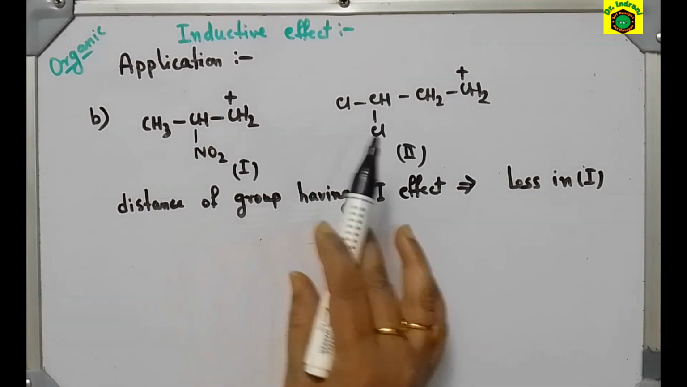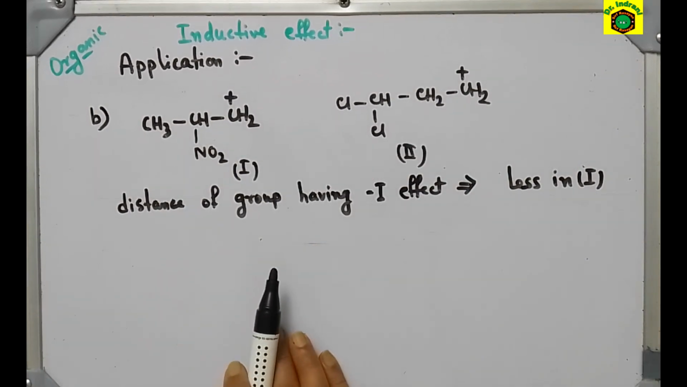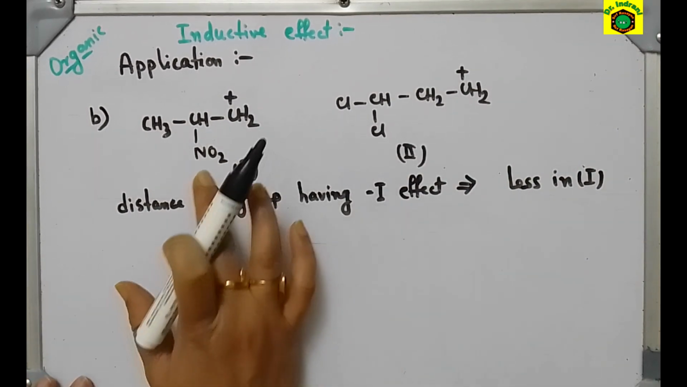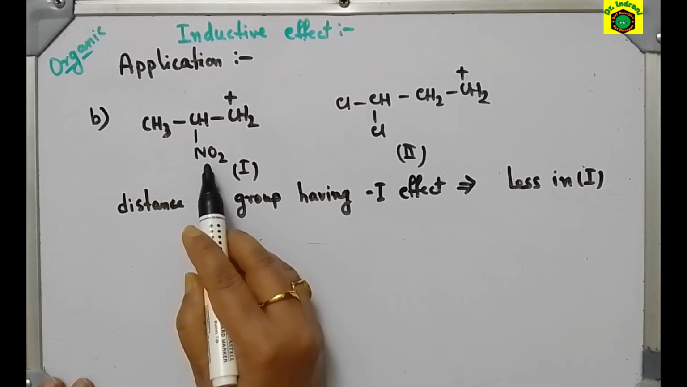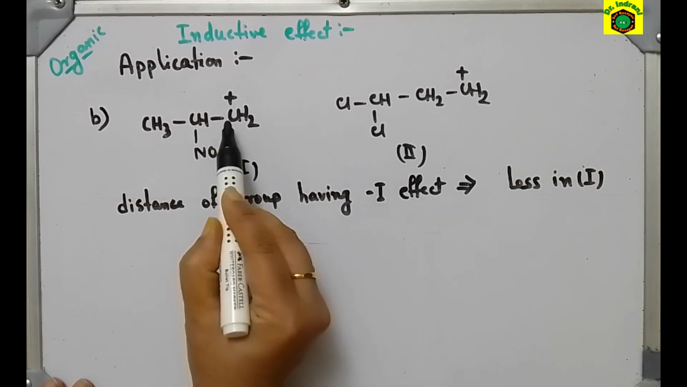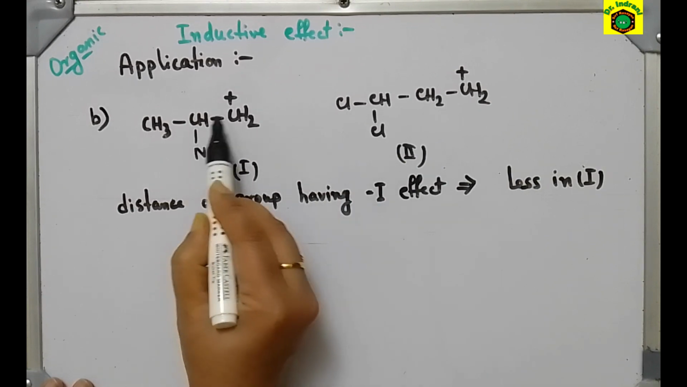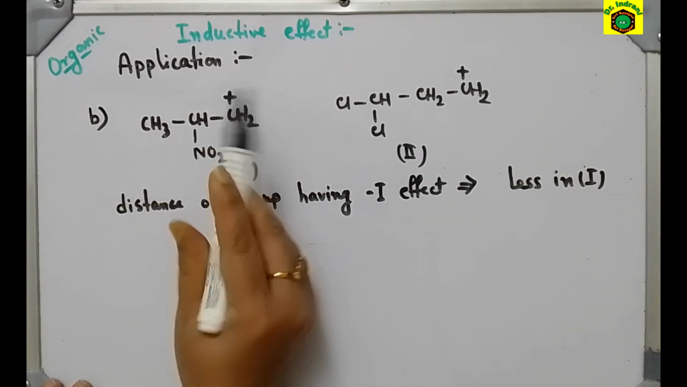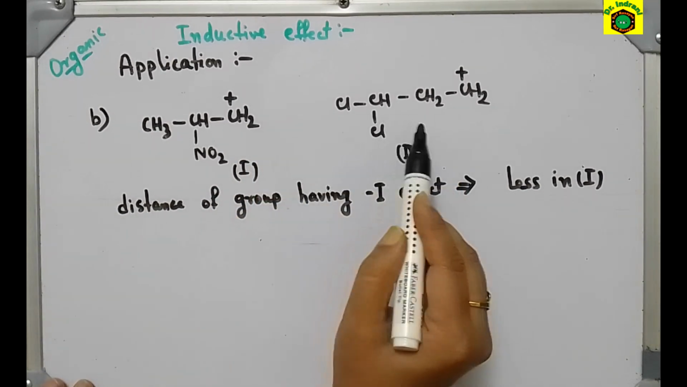Now see, between these two species, which one is more stable? First we have to consider distance. Both are having minus I effect, here nitro and here chloro. It will abstract electron density from this species and the system will become less stable in both the cases.